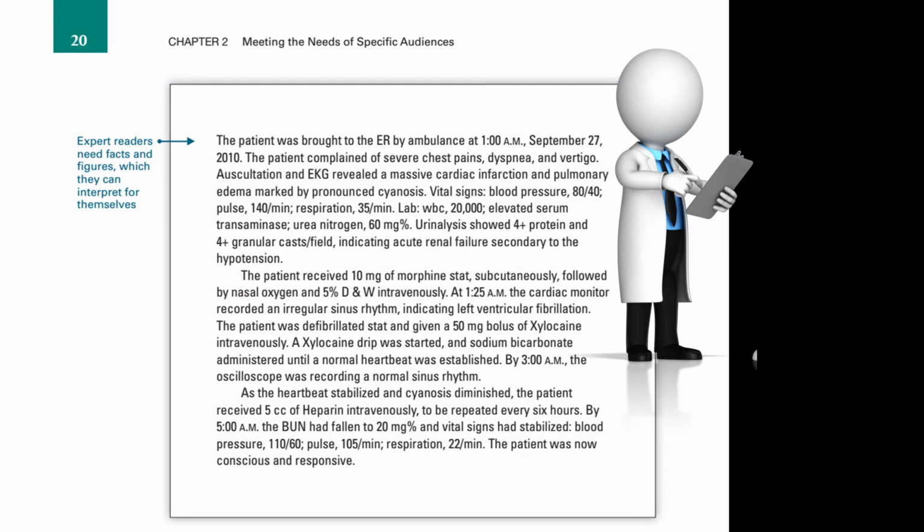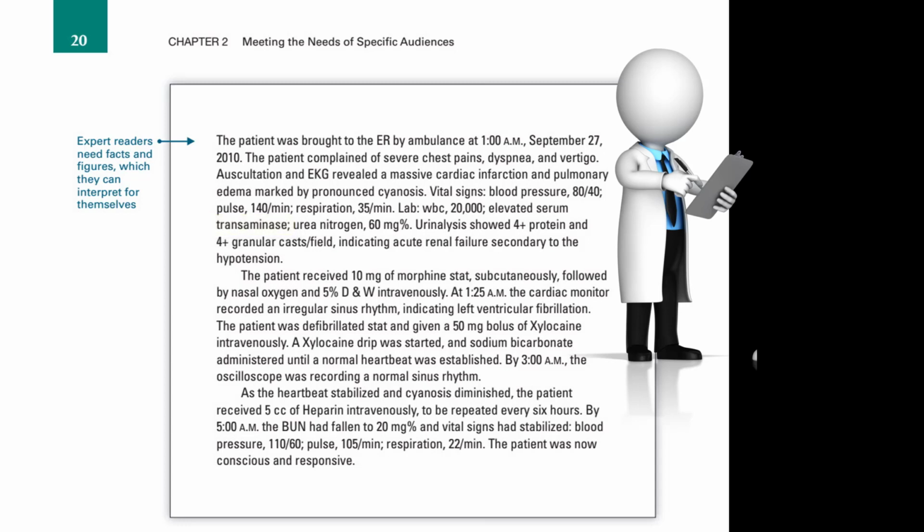The patient was brought to the ER by ambulance at 1 a.m. on September 27th. Wow, I got that. The patient complained of severe chest pains. Yep, I'm good. Dyspnea and vertigo. Auscultation and EKG revealed a massive cardiac infarction. I know that one because I watch medical shows. And pulmonary edema marked by pronounced cyanosis. Okay, I have no idea what I'm reading here. Vital signs: blood pressure 80/40, pulse 140 per minute, respiration 35 per minute. The lab results: WBC 20,000, elevated serum something, urea nitrogen 60 milligram percentage.